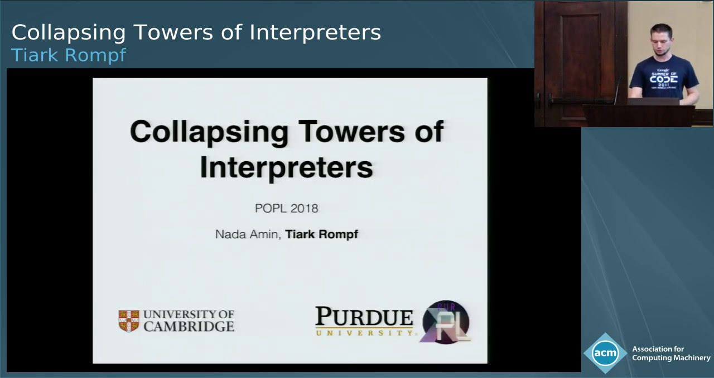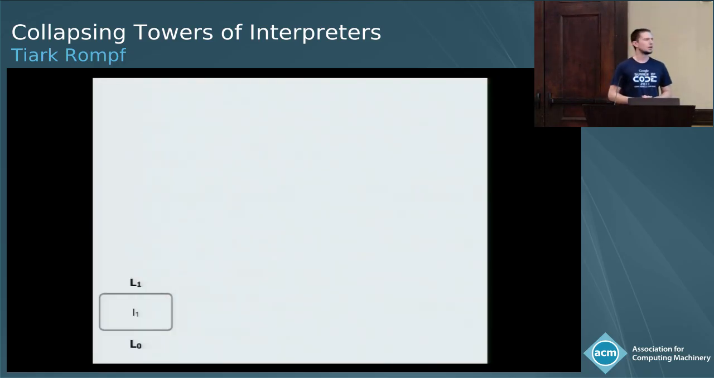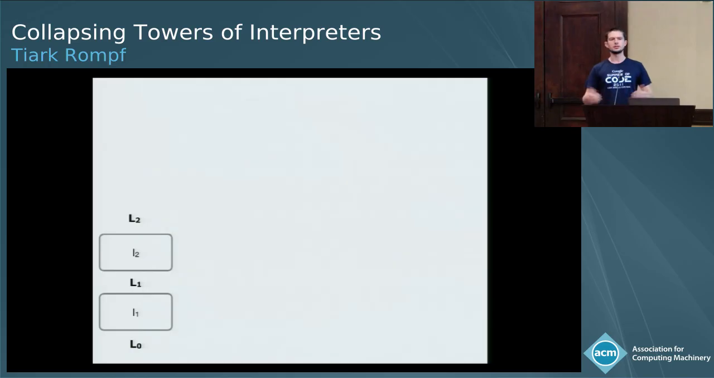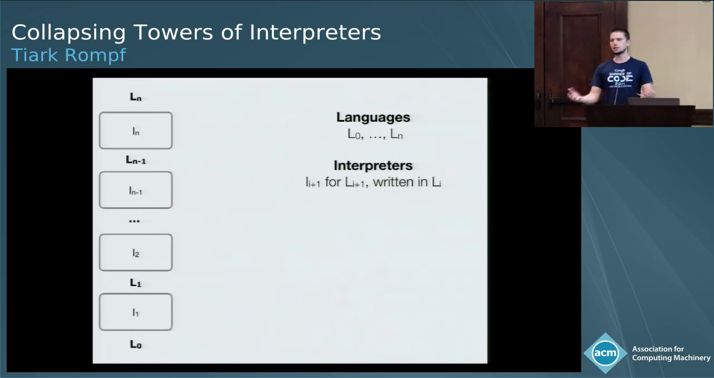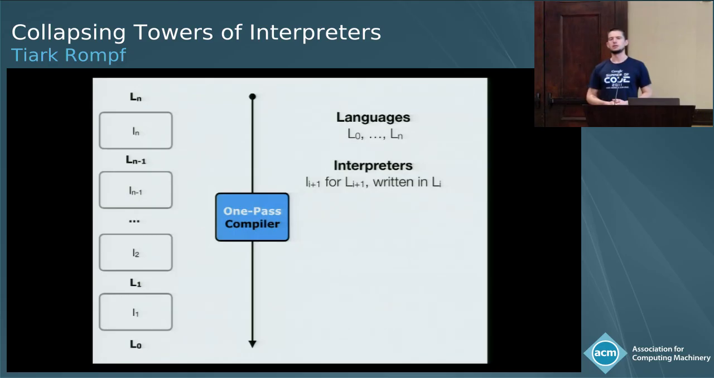And I would like to start off with a little challenge. Imagine I have a language L0, and in this language I implement an interpreter for another language L1. And then in this language L1 I implement another interpreter for a language L2. And I continue this process for a while until I have n languages and n interpreters. And I would like to turn this tower or stack of interpreters into a compiler. And moreover, I would like this compiler to operate in just a single pass and be optimal for some value of removing all the introduced interpretive overhead.